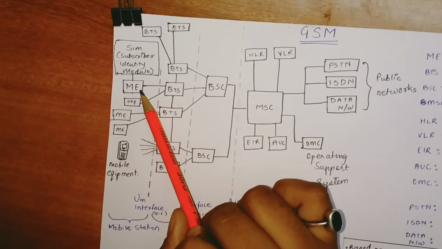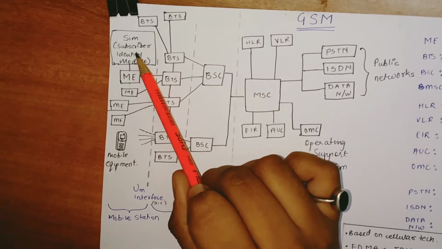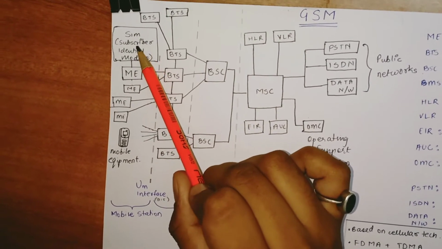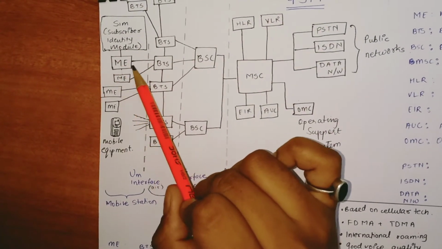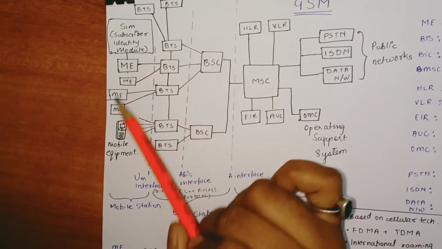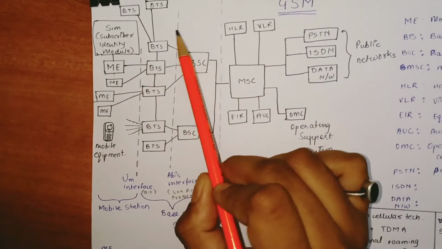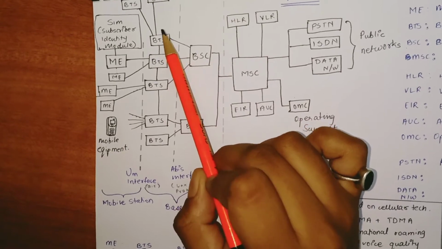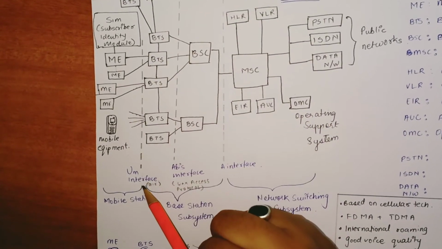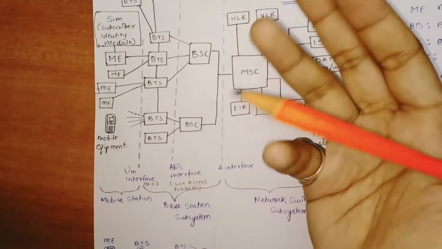So a mobile equipment has a SIM card, right? The SIM card, subscriber identity module. So this forms the identity of your cell phone, of your mobile equipment. This is connected to the BTS, base transceiver system, via a UM interface. A UM is essentially an air interface.